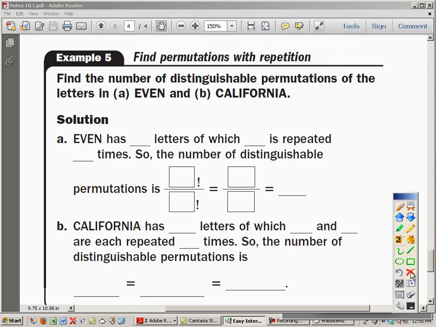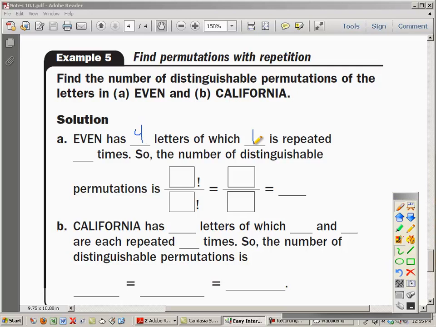All right, it says find the number of distinguishable permutations of the letters in the word EVEN, and the letters in the word California. All right, so EVEN has 4 letters, right? And of that, 1 letter is repeated.